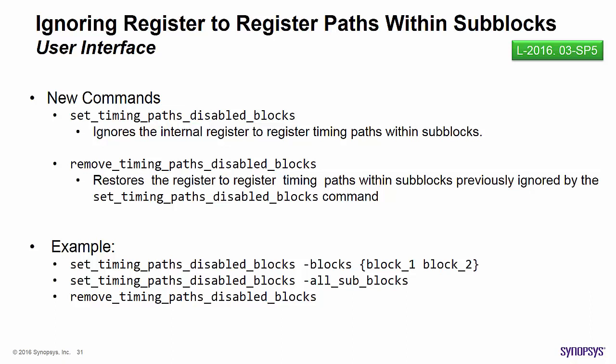Here are examples. Set timing path disabled block is block 1, block 2. Then all timing paths within block 1 and block 2 will be ignored. Timing paths across block 1 and block 2 are still valid. Set timing path disabled block is all subblock. All timing paths within subblock will be ignored. Again, timing paths across any block are still valid. Remove timing path disabled block. All timing paths within subblock are valid again.